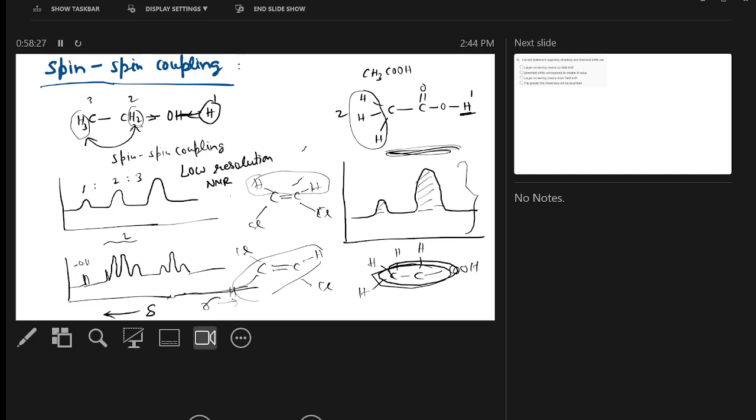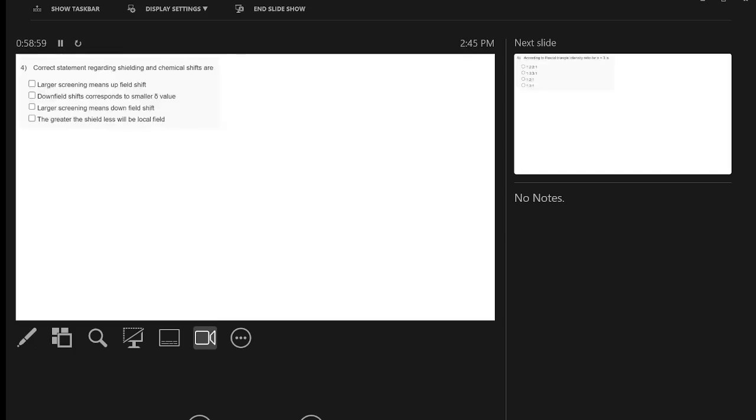Okay. And the separation between these two is called J. You saw it in the lecture. This is what we call the coupling constant. This coupling constant and this delta value, the NMR chemical shift value, will be very helpful in the analysis. Okay. So based on this spin coupling, we will try to solve a few problems and then we will end the lecture.